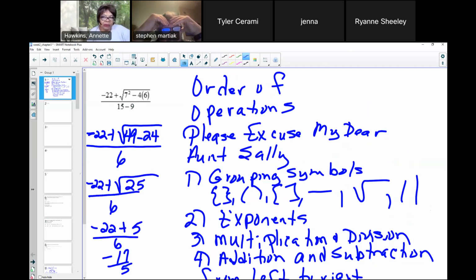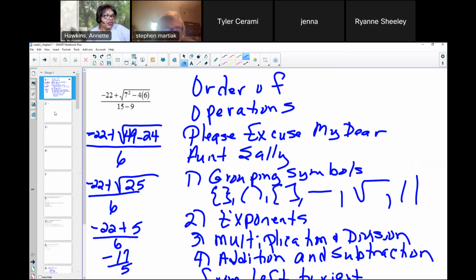I messed up. I forgot to do the square root of 25. Okay, I jumped too quick. Yeah, if I would have done the square root of 25, I would have come up with the same thing. Okay, very good. Discussion from anyone else?